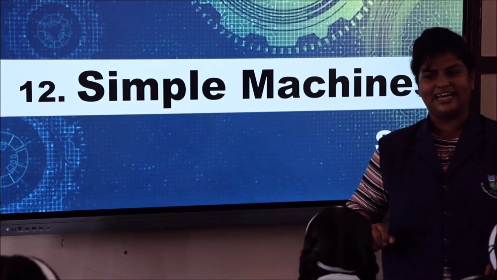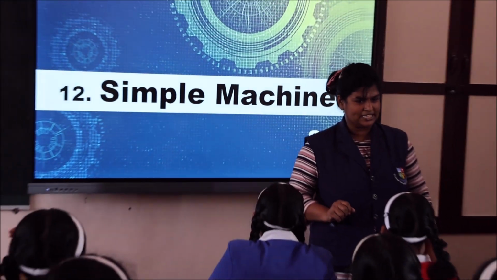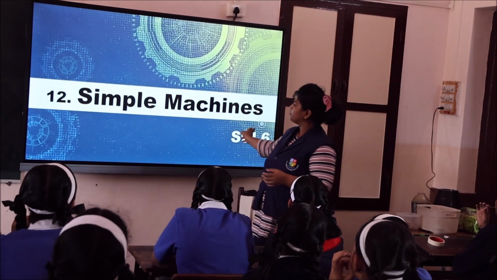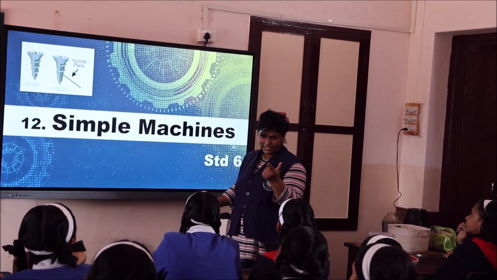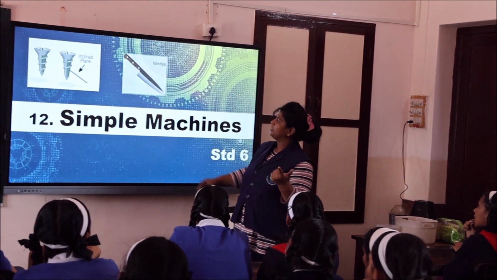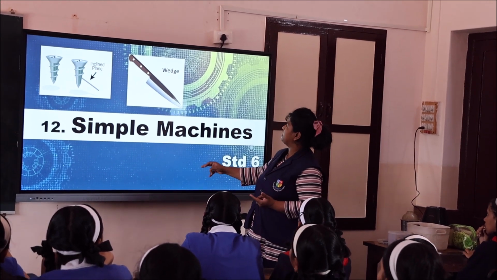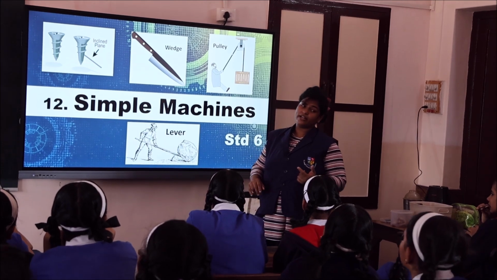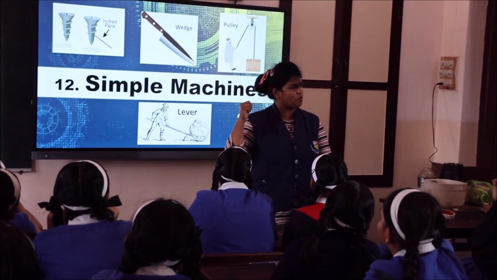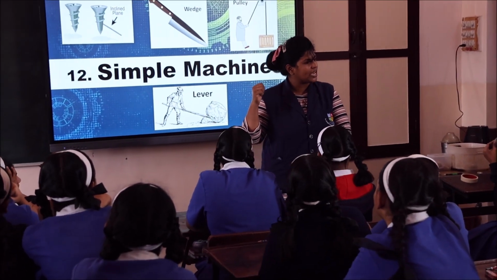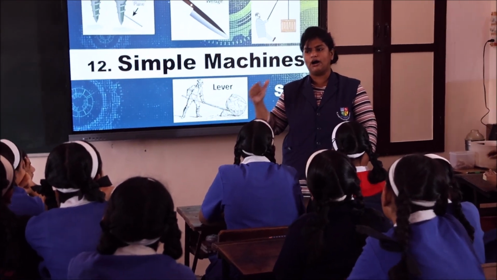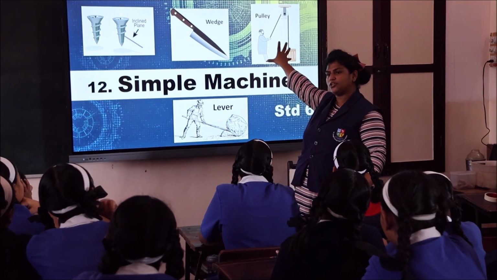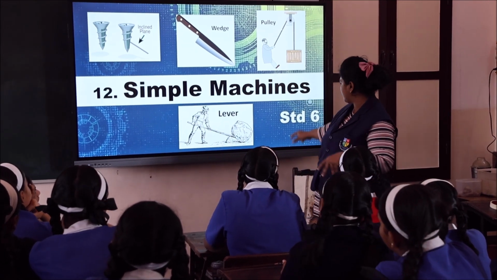Today we are going to learn simple machines, and in simple machines we are going to learn a few types. Those are that there is an inclined plane, there is wedge, there is pulley, there is lever. Now I am going to talk to you more about lever. Today we are going to learn about lever. Focus on lever. Okay? The remaining we can do later.